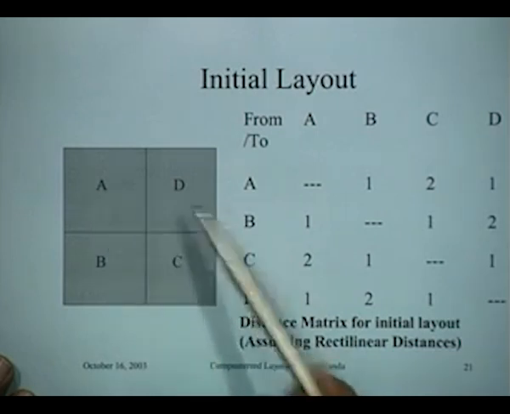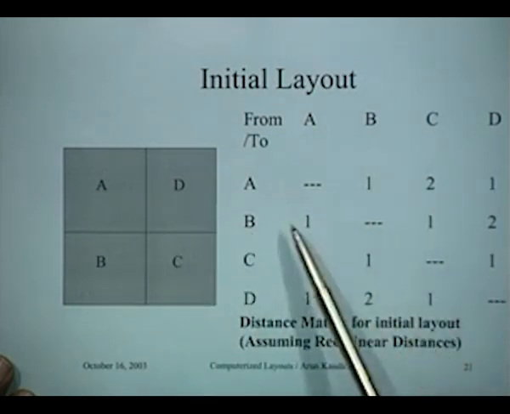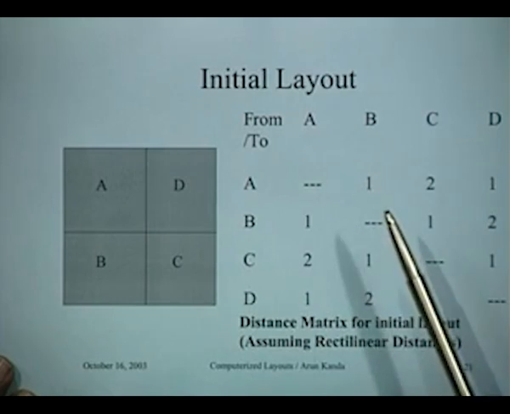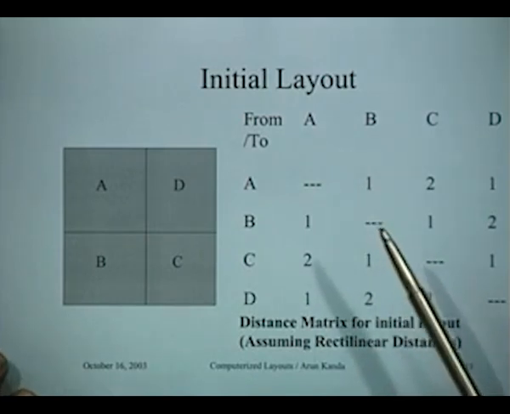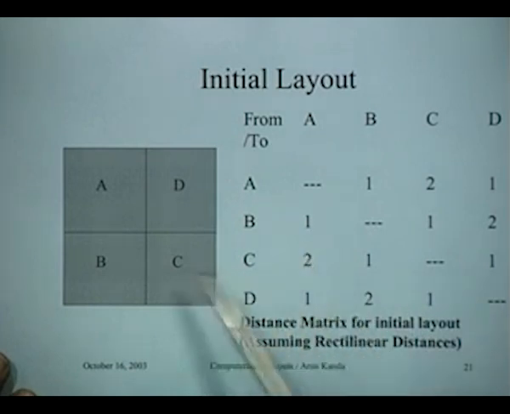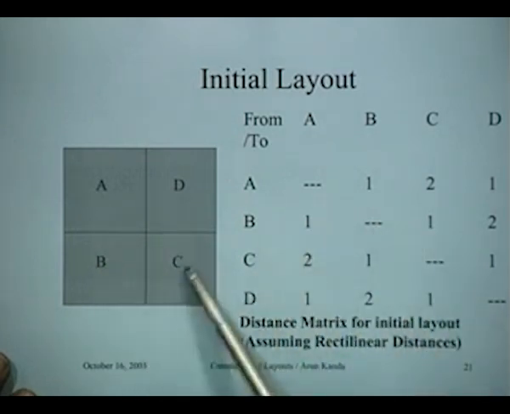From A to D is 1 unit. Similarly, B to A is the same as A to B. It need not be, because travel may not be symmetric, but here we are permitting two-way travel. So B to A is 1, B to C is 1, and B to D is again 2 units.